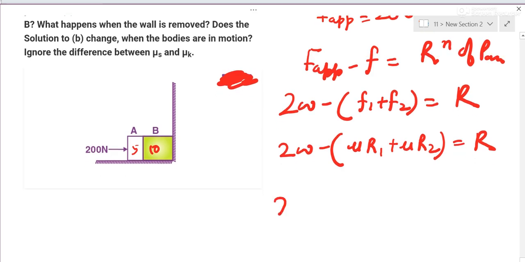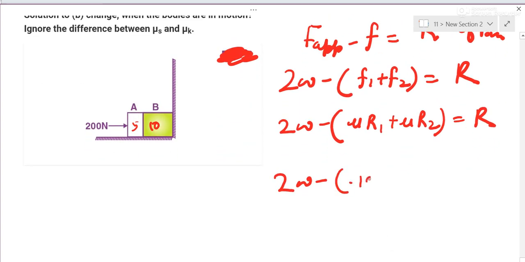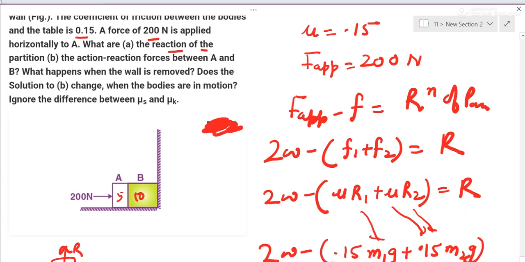So 200. Now mu is given to you as 0.15, I guess. Yeah, 0.15. And this first reaction will be M1 into g and the second reaction will be again mu as this and the second reaction will be M2 into g. You can subtract, you will get the reaction. Okay? See, we know this free body diagram already. This is reaction and it is equal to Mg. So both R1 and R2 we will open as M1 into g and M2 into g. You subtract and multiply. This will be the first answer.